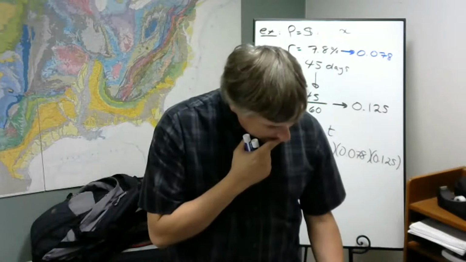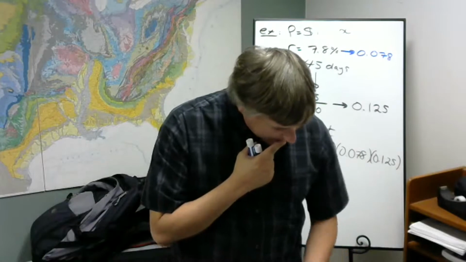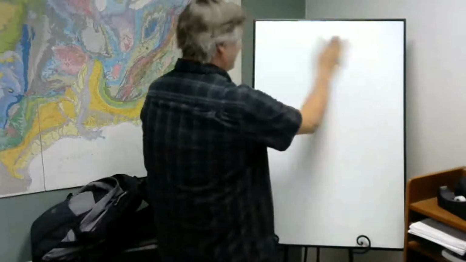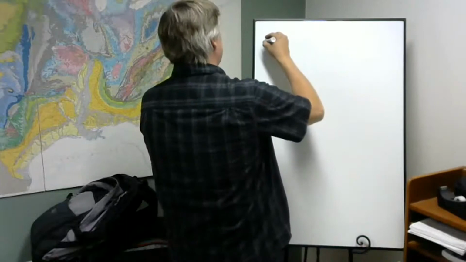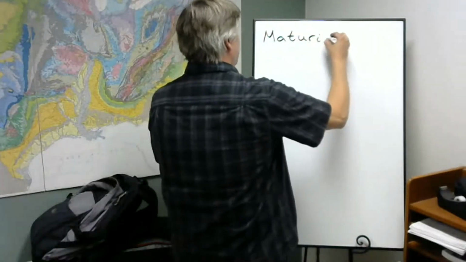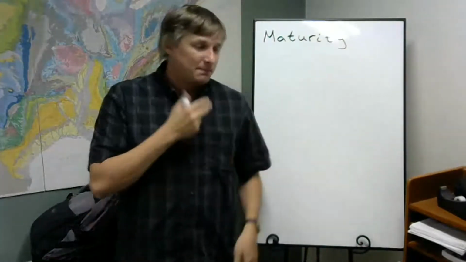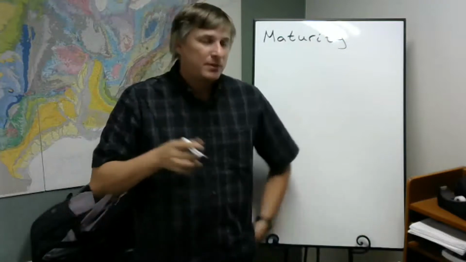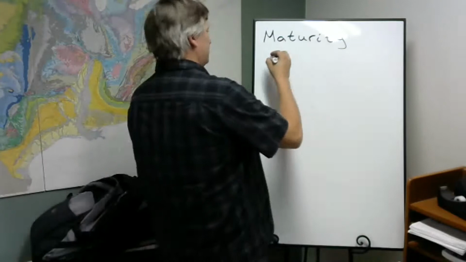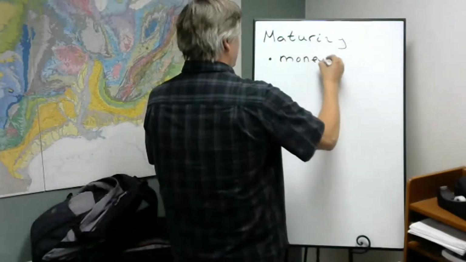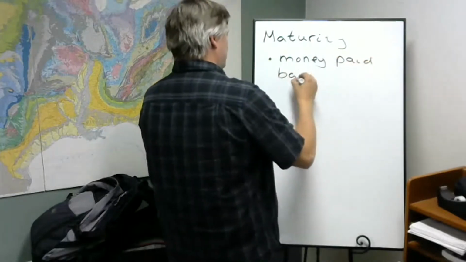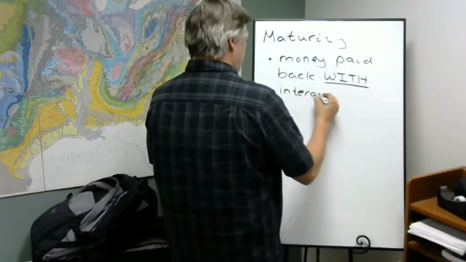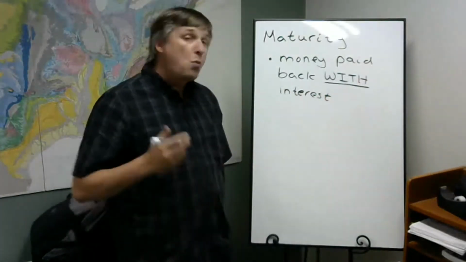All right. So the next thing we're going to look at here, let's see. Let's say we're going to talk about something called maturity. So the idea of maturity is this. This is when, at the end of the time period that you've borrowed this money or someone's borrowed money from you, the money is paid back plus the interest. It's money paid back with interest.